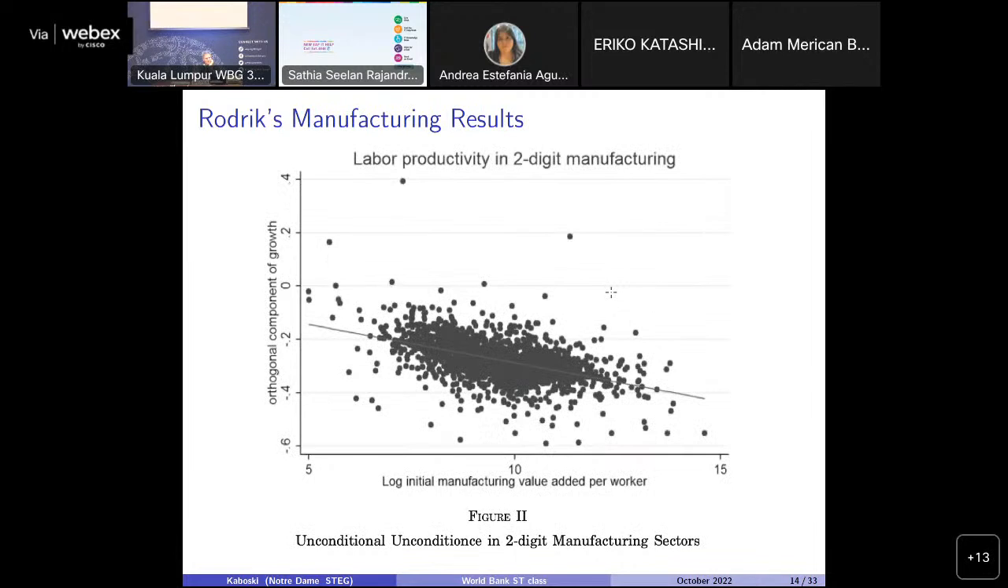This is the evidence when he looks at two-digit manufacturing industries. So each dot here is a two-digit industry of a particular country. And the initial value added per worker was over here, and the growth on this way. And he says there is convergence in two-digit manufacturing sectors. I would say that those are the seminal figures in this early paper, the 2013 paper.